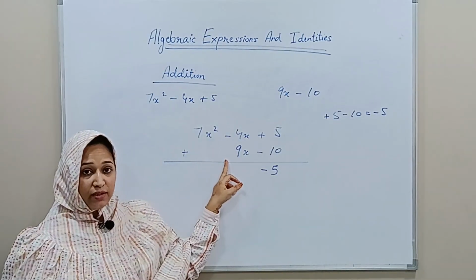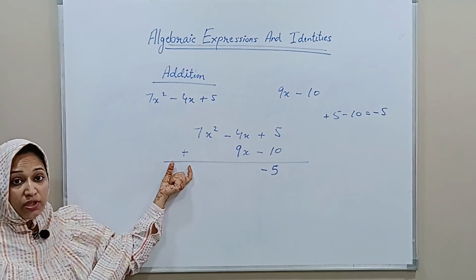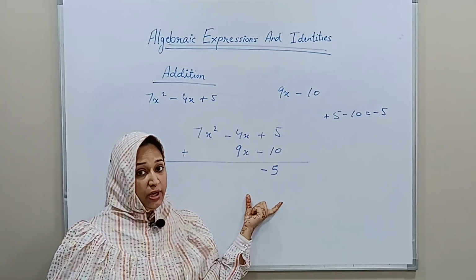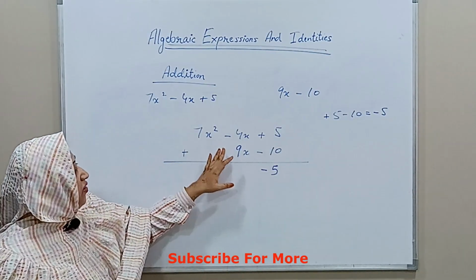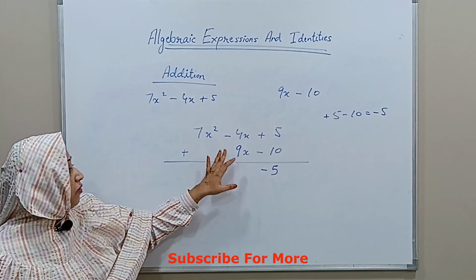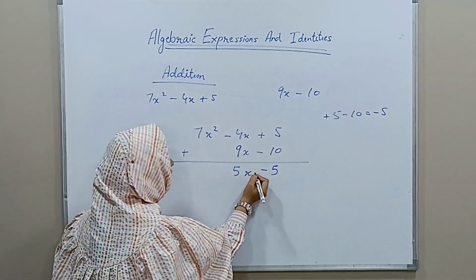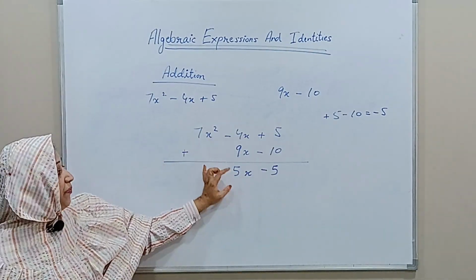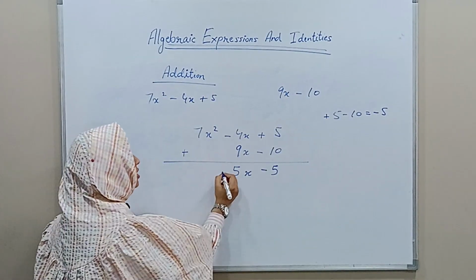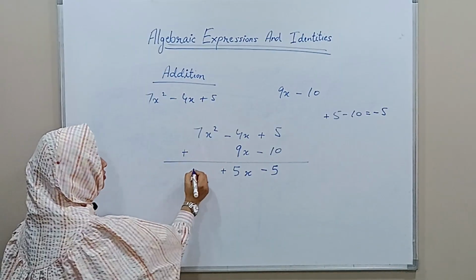Again different signs, so we will subtract them. Though we are adding the expressions, you have to consider the rules of the integers while adding and subtracting. So we have different signs, so we will subtract minus 4x and 9x. So 9 minus 4 is 5, so 5x. And the sign of the greater number. Greater number is 9 and its sign is plus, so plus 5x. And then 7x square as it is.